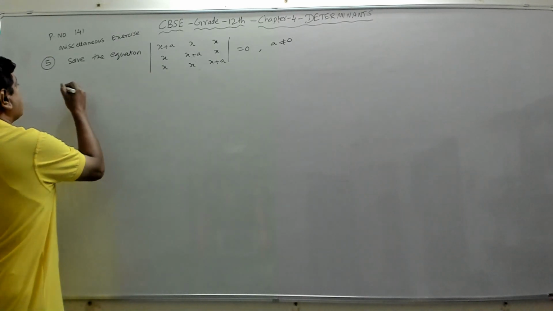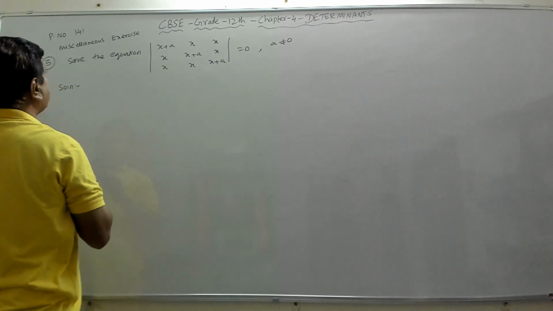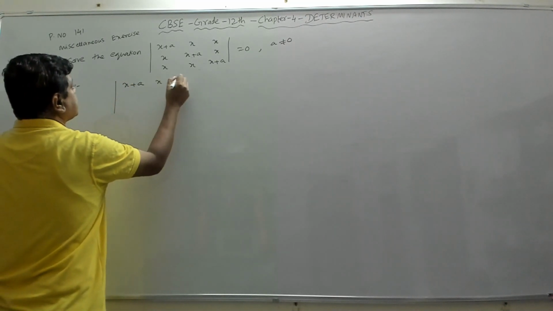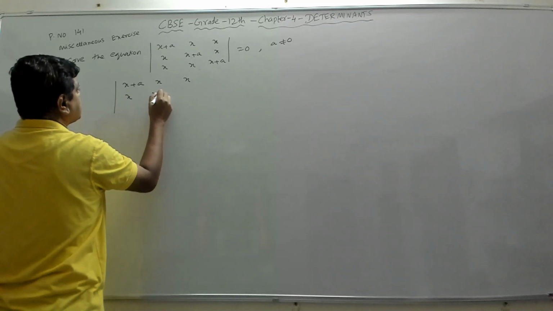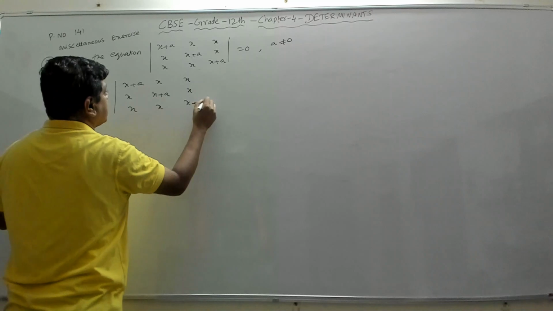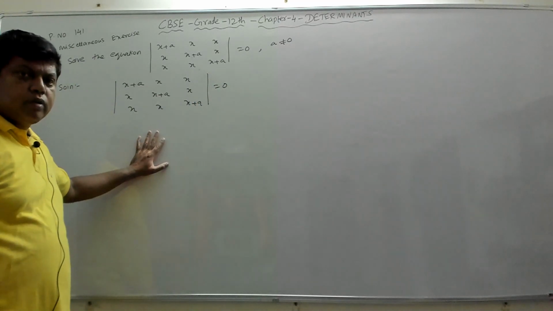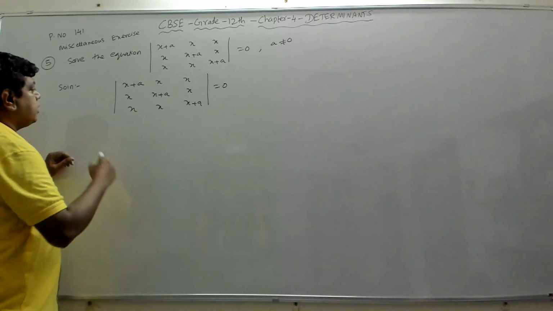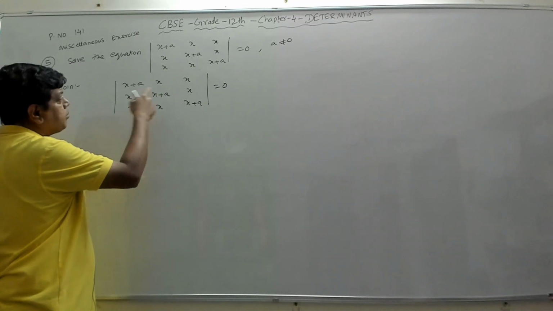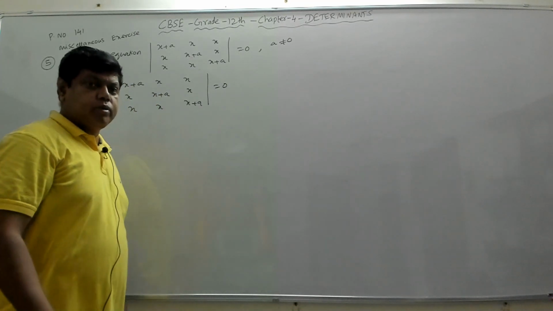Now let's take this. So the solution is: it's given that the determinant x plus a, x, x plus a, x plus a equal to 0. This is given. We have to solve and find the value of x. Now again we'll try to see whether we can get the same elements in a particular row or particular column by adding all the rows or all the columns.